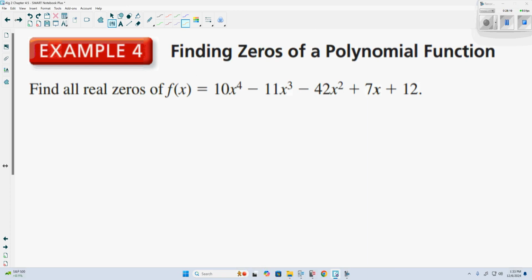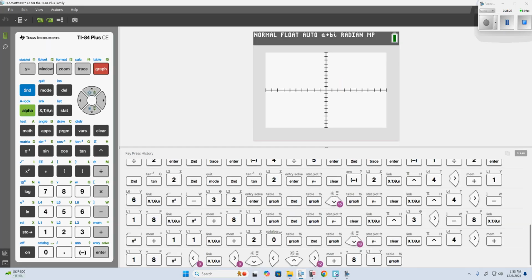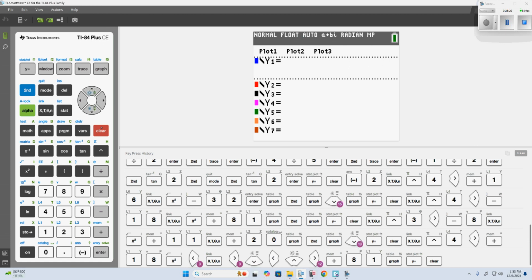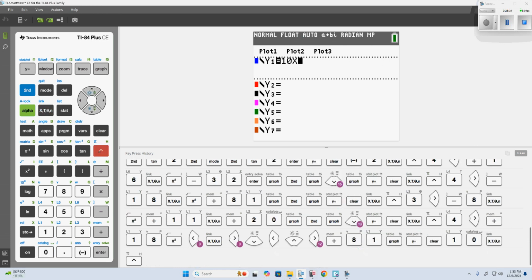Okay? So do we feel kind of more comfortable with 4, 5? So let's look at this one here, example 4. And especially on the test, the first thing I would do is just graph the thing.